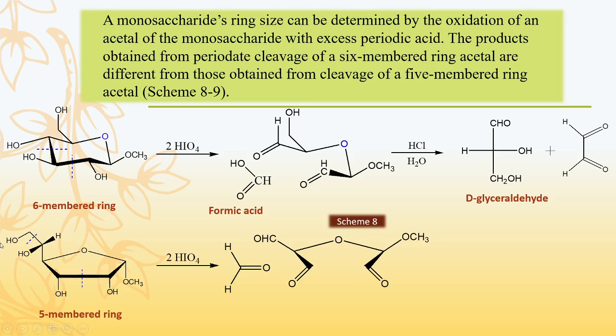When this sugar is reacted with two equivalents of HIO4, after the hydrolysis we got a product which is different from this D-glyceraldehyde. So the 6-member sugar gives a different product and the 5-member sugar gives a different product. Therefore, from this you can determine the size of this carbohydrate. So this is the method for the determination of carbohydrate ring size.